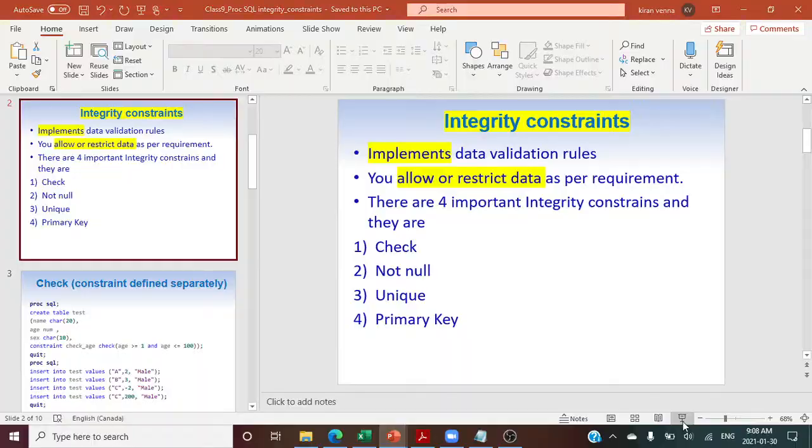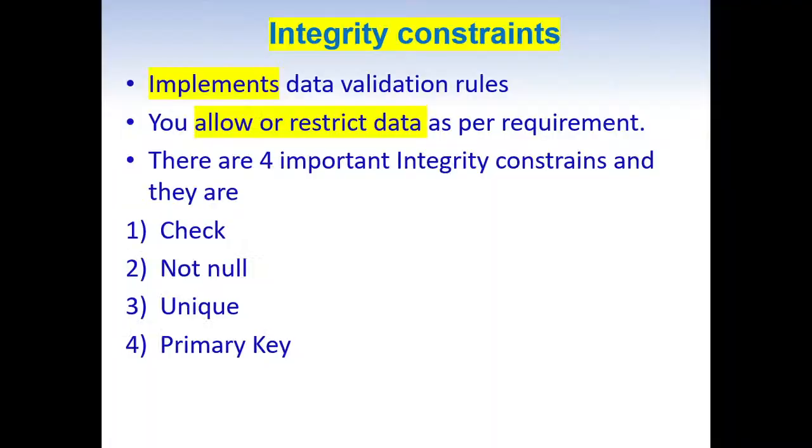Here, those are check, not null, unique, and primary key. I'm not going to talk about the primary key today, but we are going to talk about 3 important integrity constraints: check, not null, and unique. By using these 3, we can simply avoid getting bad data or data we don't want, or inserting null values, or getting a duplicate value.